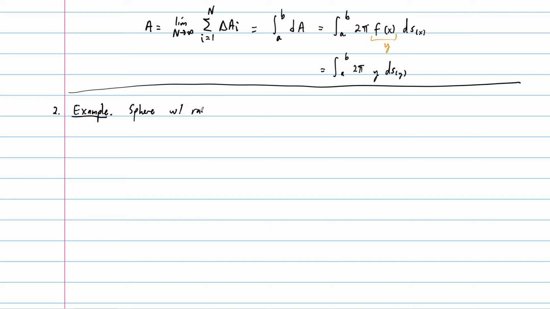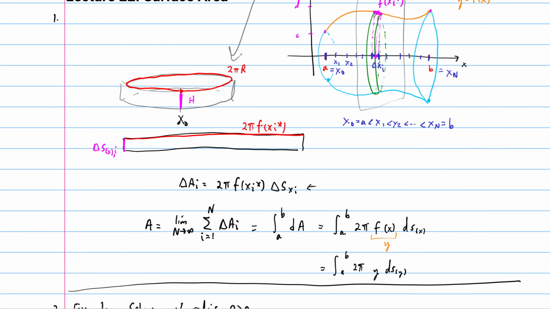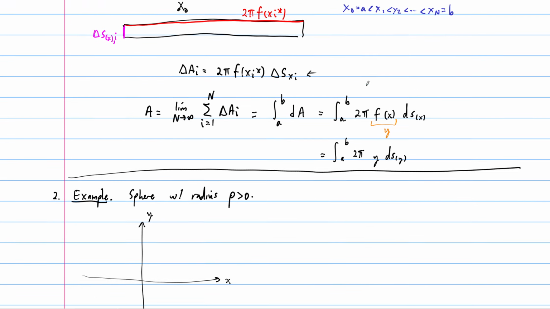Sphere with radius rho, we'll say. And obviously rho will be greater than 0. So first of all, we know exactly what the equation of the sphere should be, but we want to set this problem up. We also probably know what the surface area of a sphere is. But we want to set this up so that this sphere is built the same way that we just set this up, right? So how are we going to do that?